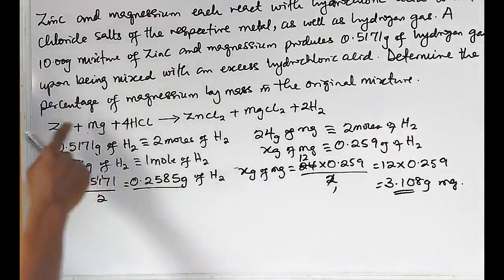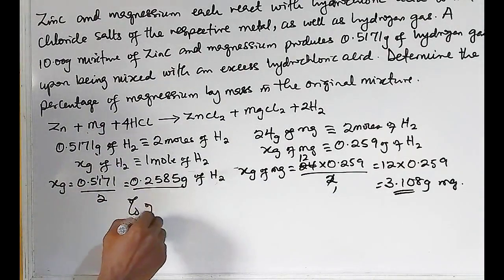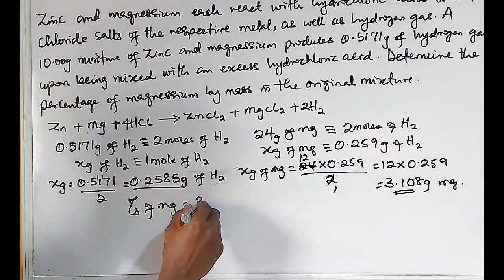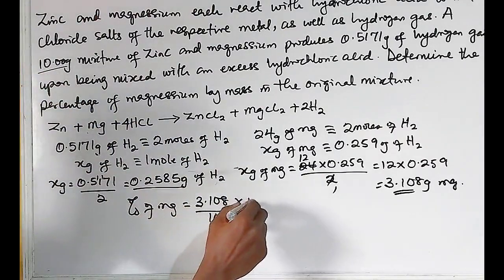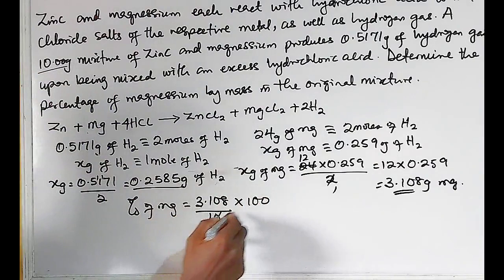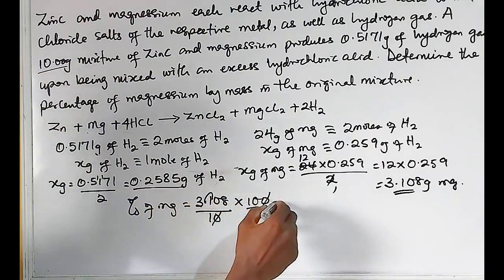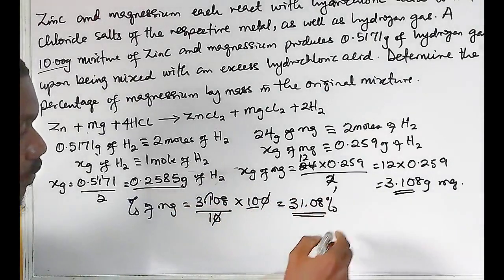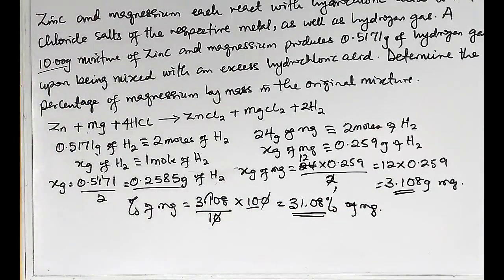So we are told to find the percentage by mass. The percentage by mass of magnesium in the mixture will be 3.108 over the total mixture, which is 10, times 100. 0 will cancel 0 here, and since we have 10, we can move the decimal here. So we have 31.08% of magnesium present in the mixture.